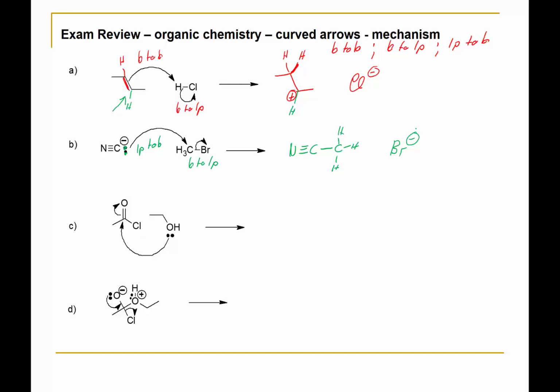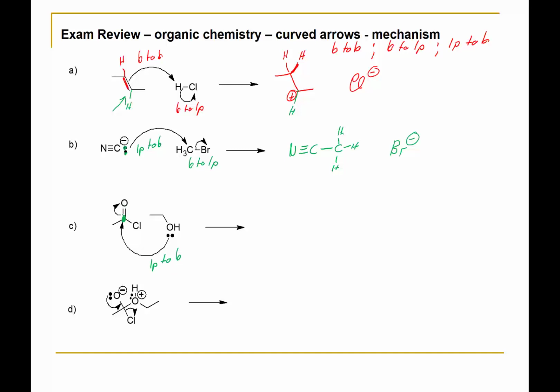Note, overall on the left-hand side, we have a negative formal charge, and overall on the right-hand side, we have a negative formal charge. Let's now look at the next example. The oxygen as part of the alcohol group is now going to use a lone pair of electrons and make a new bond to this carbonyl carbon. So this would be an example of a lone pair to bond.